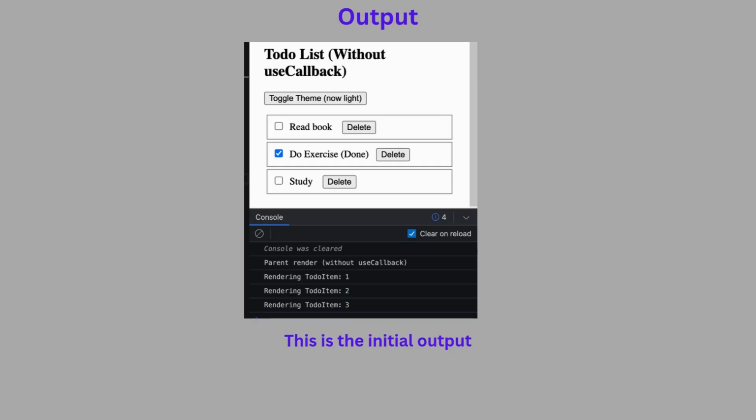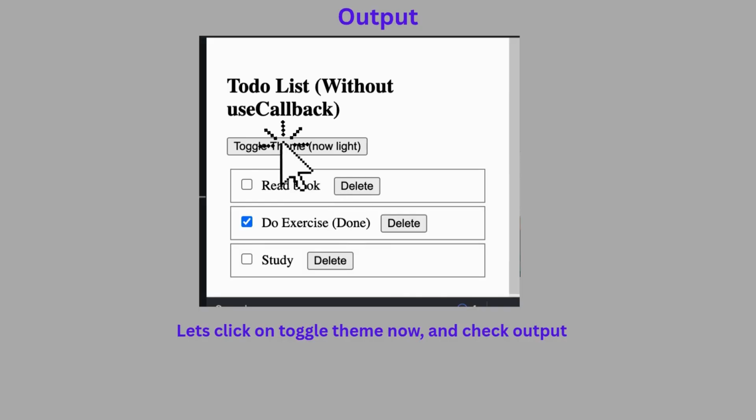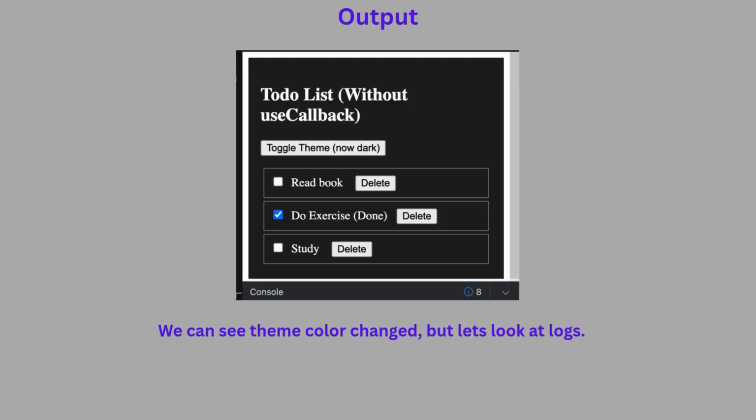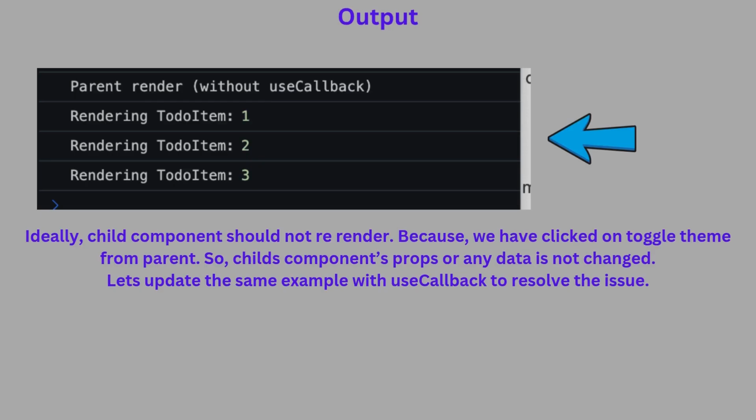This is the initial output. As you see, currently all logs are printed from both parent and child, for each todo item from the child. Let's click on toggle theme now, and check the output. We can see the theme color changed, but let's look at logs. As you can see in the logs, we just changed the theme but still rendering to-do item is printed from the child component. Thus, the child component is re-rendered. Ideally, the child component should not re-render, because we have clicked on toggle theme from the parent. So, the child component's props or any data have not changed.